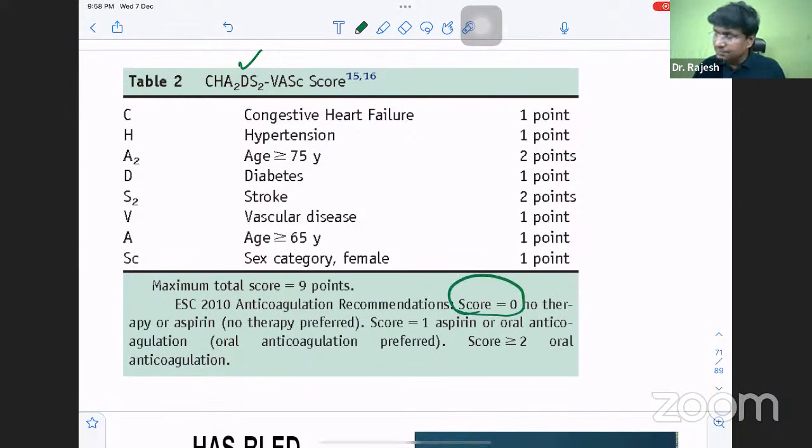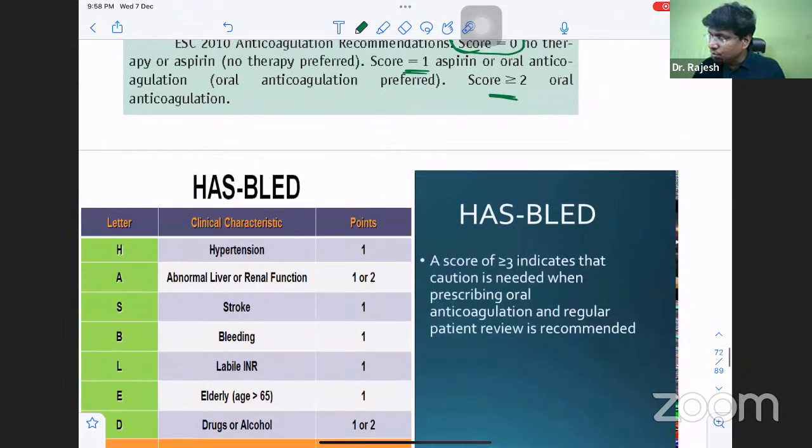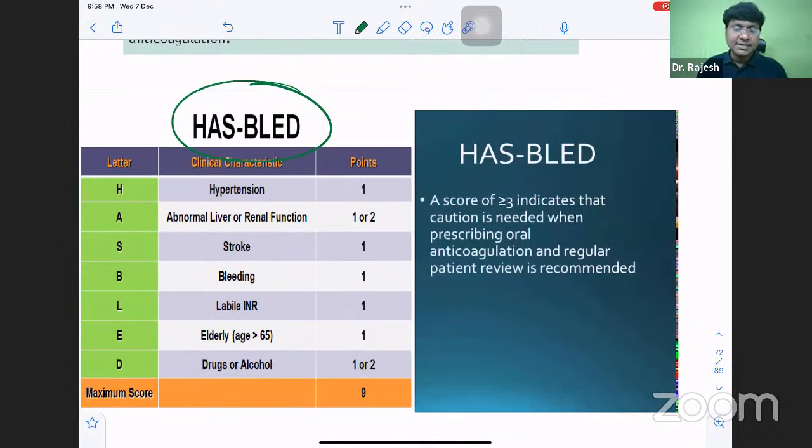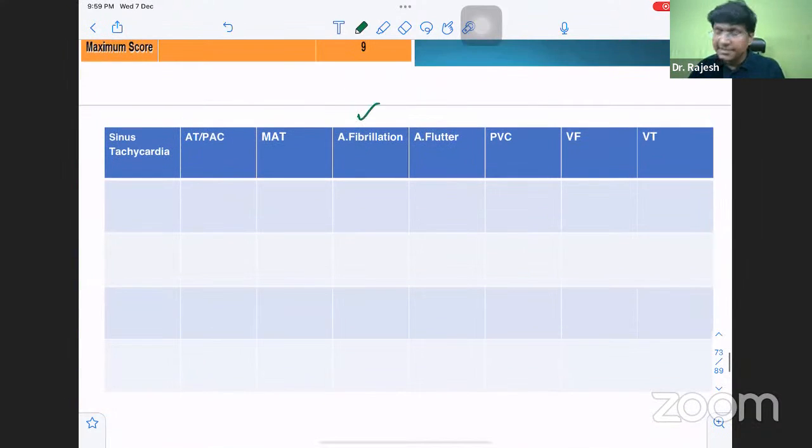If the score is 0, right, no aspirin or anticoagulant, no therapy is preferred. If the score is 1, either you give antiplatelet or no anticoagulant. If the score is greater than or equal to 2, then you need to give oral anticoagulant. But whenever you are giving this oral anticoagulant, when the score is greater than or equal to 2, you need to calculate the HAS-BLED score. This HAS-BLED score will tell you whether the individual is at risk of bleeding with anticoagulants. If the score is greater than or equal to 3, then you need to closely monitor whenever you are giving the oral anticoagulants. And these are all the parameters in your HAS-BLED score. So that is about atrial fibrillation.